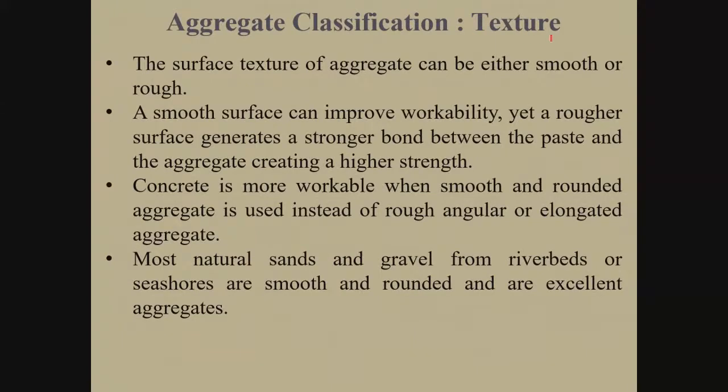Now, the last title, which is the texture of aggregate. Under the umbrella of this term, the concrete aggregates may be categorized as smooth or rough. As you know, a smooth surface improves workability. Yet a rougher surface generates a stronger bond between the paste and the aggregates, creating a higher strength. But due to roughness, the workability will be less. So smooth aggregates can have good workability but less strength, and rough aggregates may have less workability but more strength.